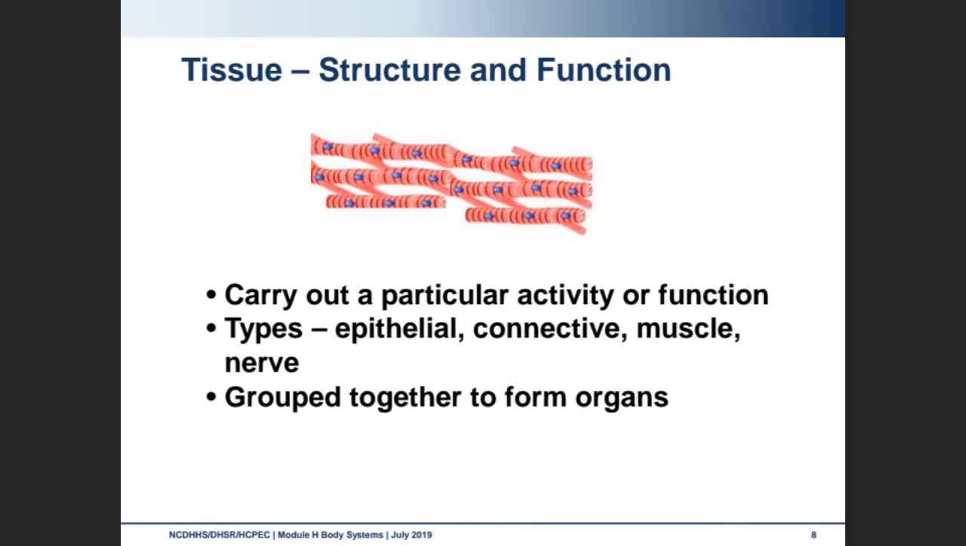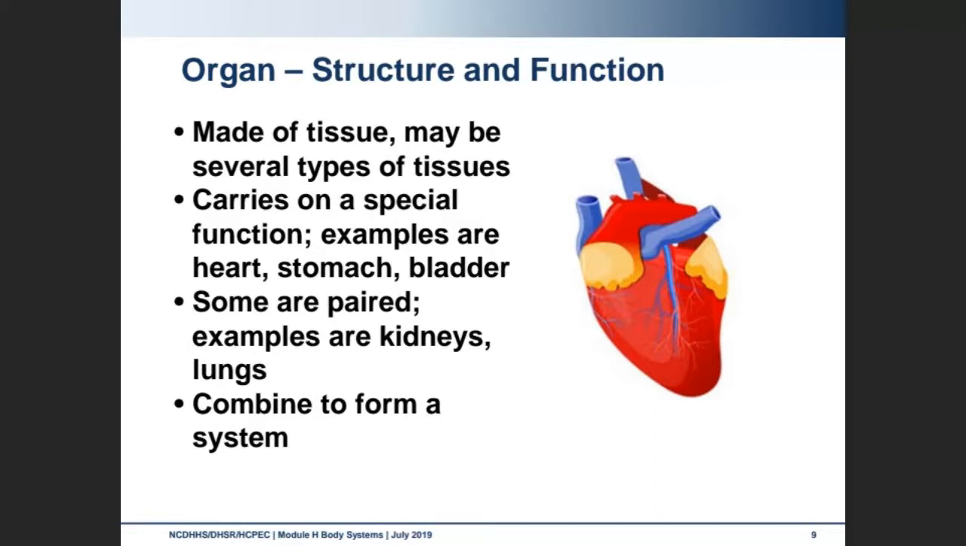Our connective tissue anchors, connects, and supports other tissues, and it's located in every part of the body. Bones, tendons, ligaments, and cartilage. Blood is also a form of connective tissue. Muscle tissues stretch and contract to let our body move, and our nerve tissue receives and carries impulses to the brain. All of our tissues group together to form organs. An organ is made up of tissues, and it may be several types of tissues. Our organs carry out special functions, for example, the heart, the stomach, the bladder, and some of our organs are paired, like the kidney and lungs.